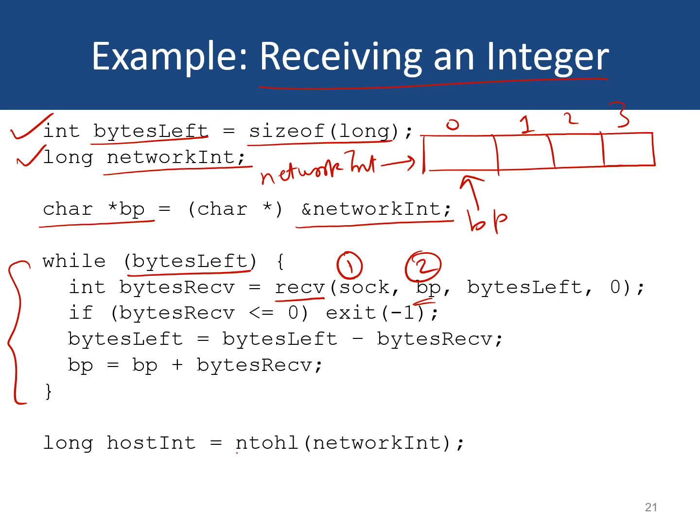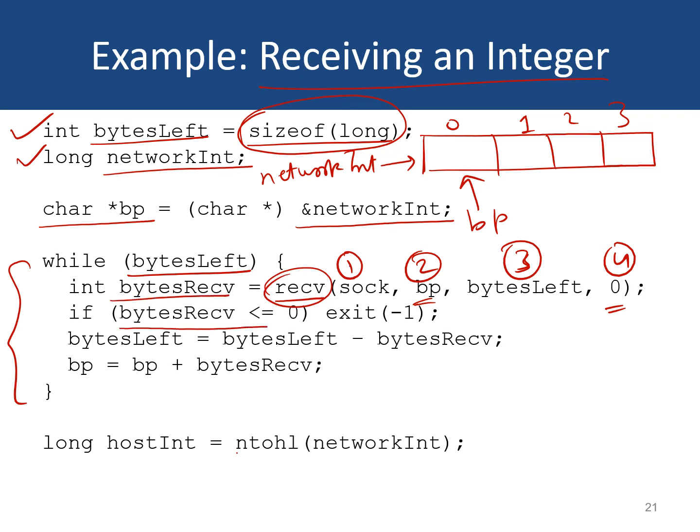This is where we want to store the retrieved integer or long. The third parameter, recall, is the maximum number of bytes that can be received, which initially would basically be the size of integer or long. And finally, again the flags is set to default 0.